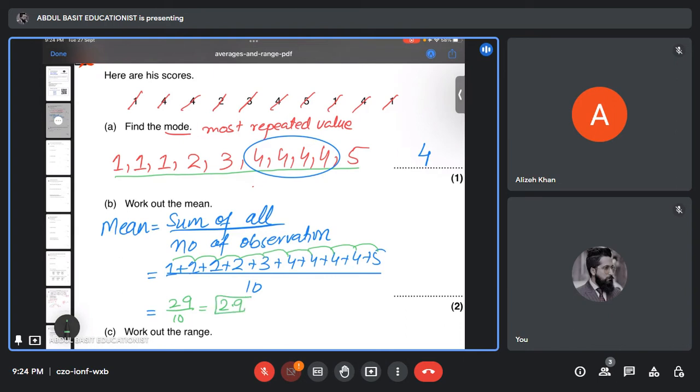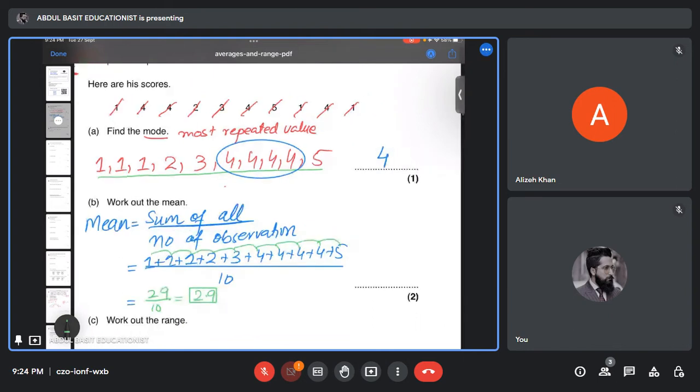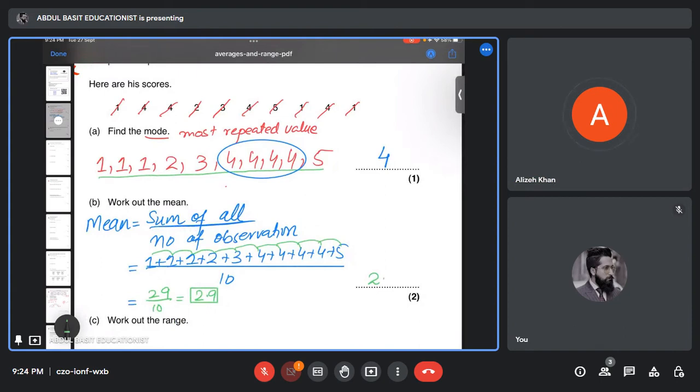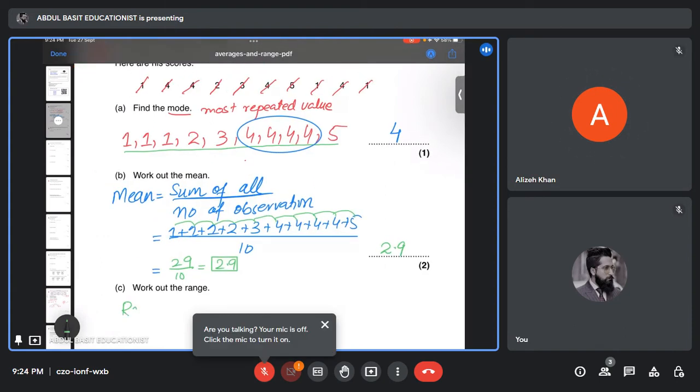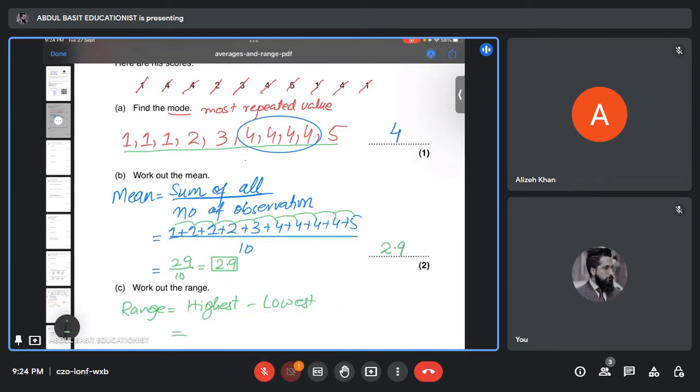Better you can verify my answer. Is this correct or not? So the mean is 2.9. Thank you. Work out the range. The formula for the range is highest minus lowest. The highest value in this data is 5 as arranged, and the lowest value is 1. So 5 minus 1 is equal to 4. So the range of the data is 4.